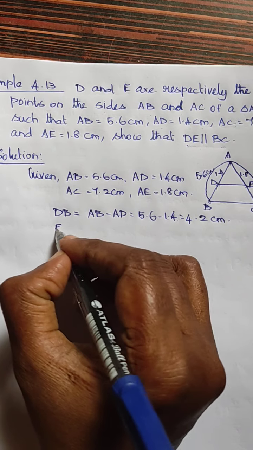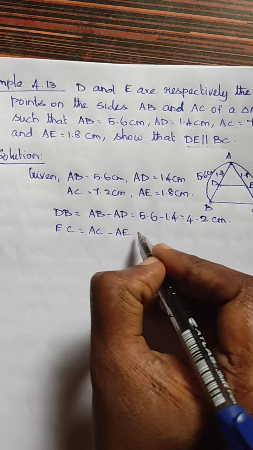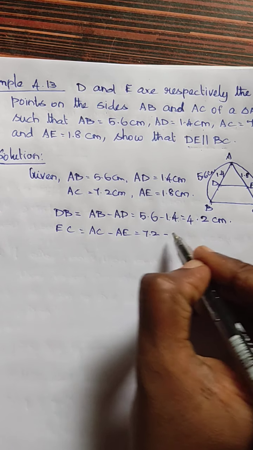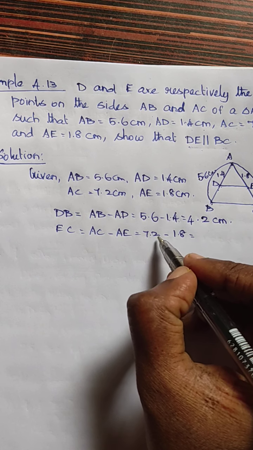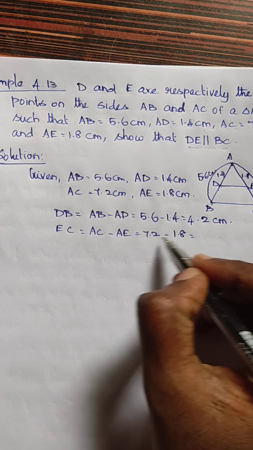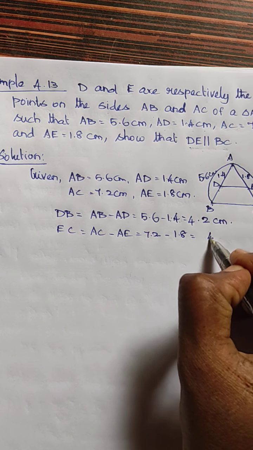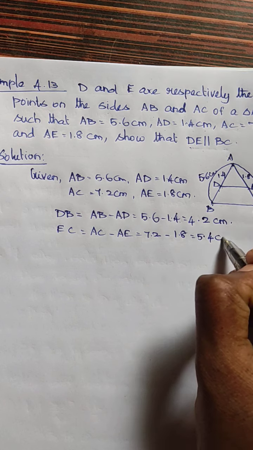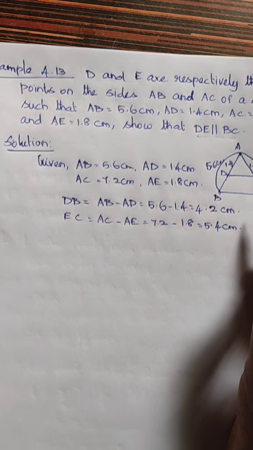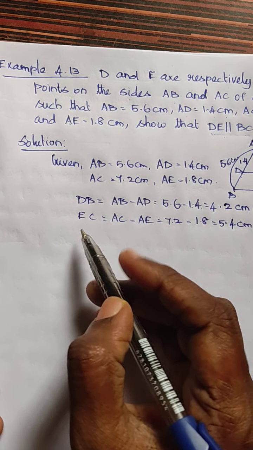Similarly, on this side, we want EC. So, EC equal to AC minus AE, that is 7.2 minus 1.8. So, we can't subtract 8 from 2, so we have to borrow 1 from here. So, 12 minus 8 is 4. Point. Then 6 minus 1 is 5. 5.4 centimeter. So, now we have found out DB and EC.